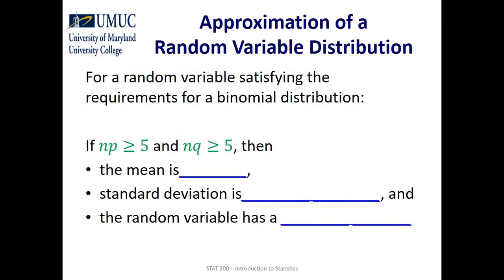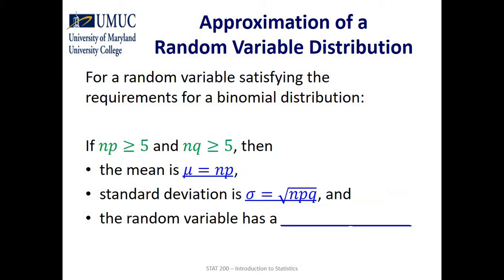Now, when we approximate the binomial distribution using a normal distribution, we're going to set the mean equal to mu equals n times p. The standard deviation is going to be sigma equals the square root of n times p times q. Don't forget the square root part. And we're going to assume then that this random variable has a normal distribution. We're going to be able to use our standard normal curve to solve this problem.